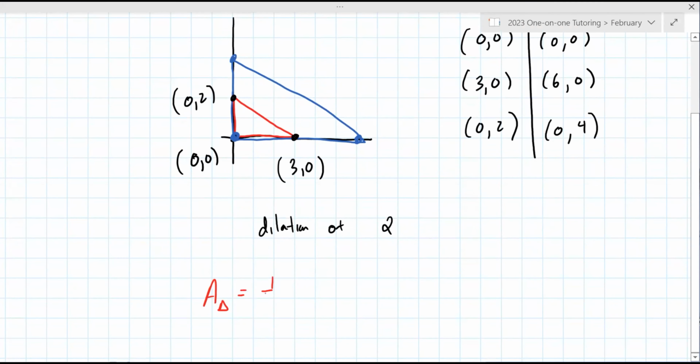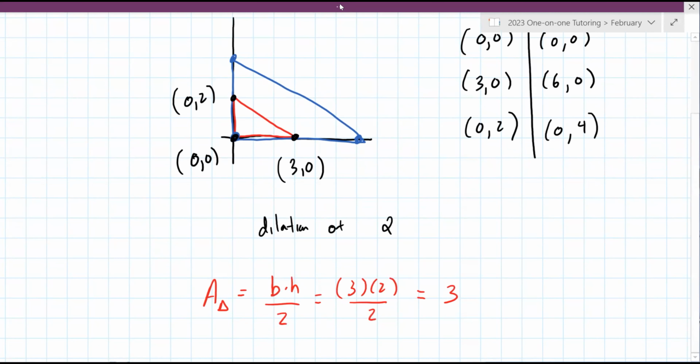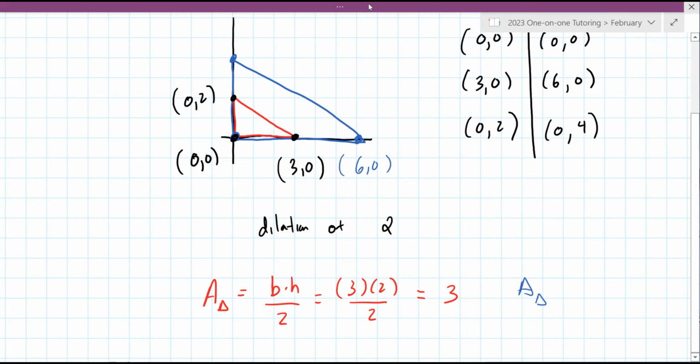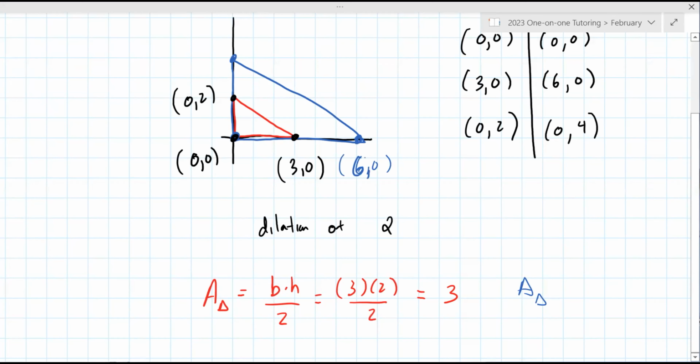Area equals base times height divided by 2. Okay. So that would be 3 times 2 divided by 2. Okay. And what does that equal? 3. Okay. Now do the one in blue for me, please. Give me the area of the triangle in blue. 6 times 4 divided by 2.